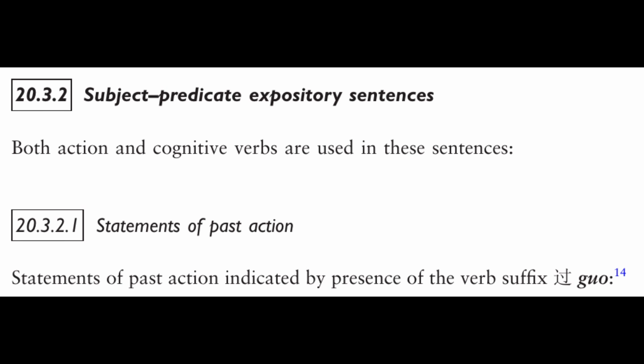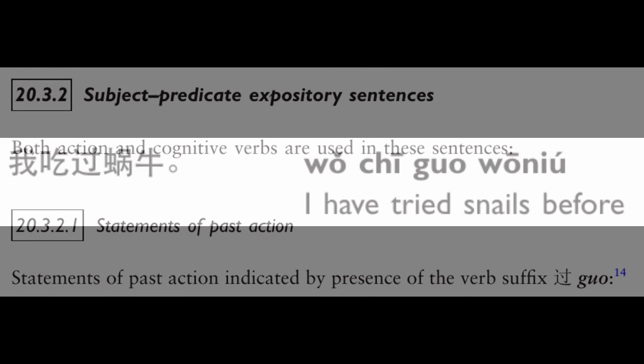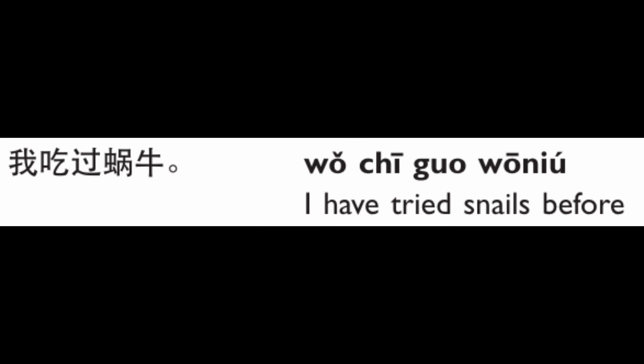So, if you write an expository sentence that describes past action, you will use the grammatical particle 过 instead of le. 我吃过蜗牛 means I've eaten snails before, and if you're saying that, I'm guessing that you're probably French. If we say 我吃了蜗牛, then we would have an incomplete sentence. We're waiting to see what happened after you ate the snail. Maybe you felt sick, maybe you ran a marathon, maybe you kissed your best friend, who knows?